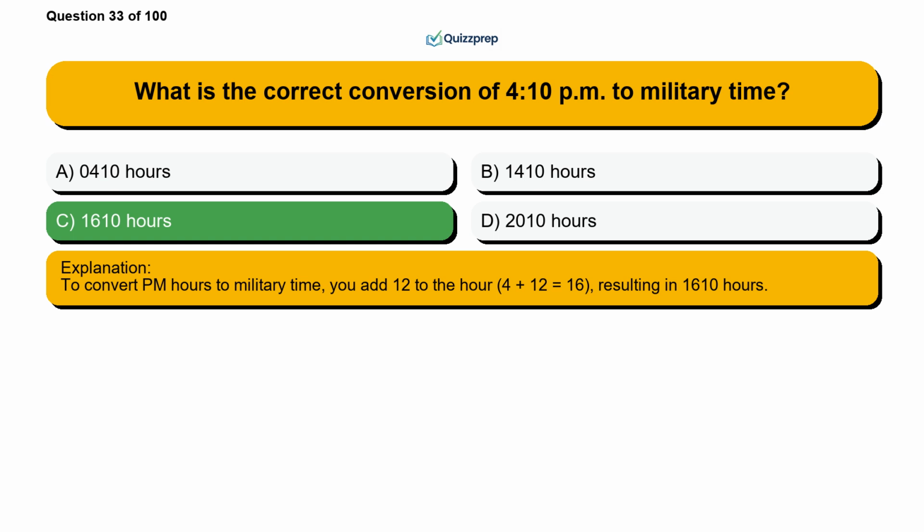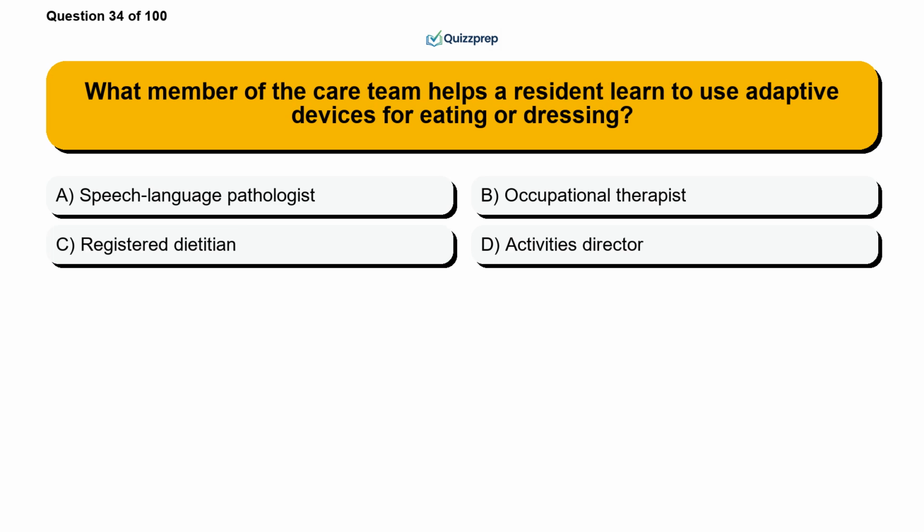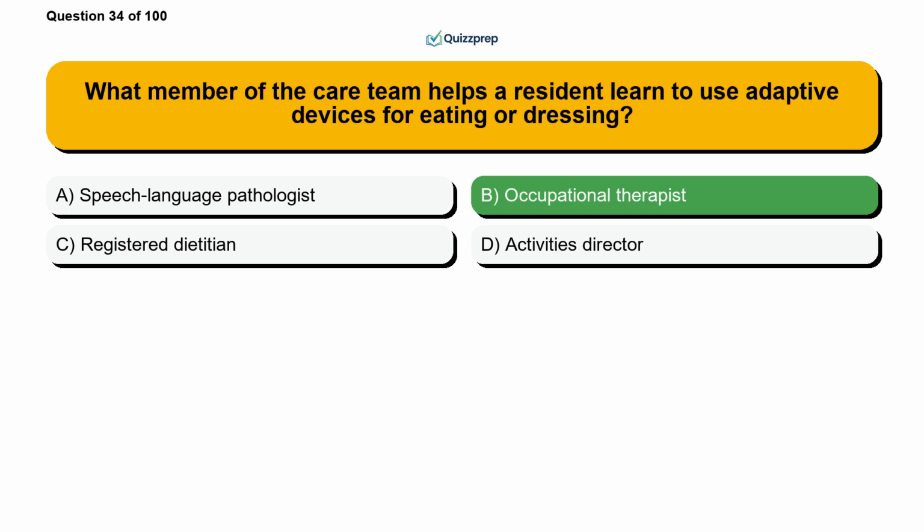Question 34. What member of the care team helps a resident learn to use adaptive devices for eating or dressing? Option A, speech-language pathologist. Option B, occupational therapist. Option C, registered dietitian. Option D, activities director. The correct answer is option B, occupational therapist.